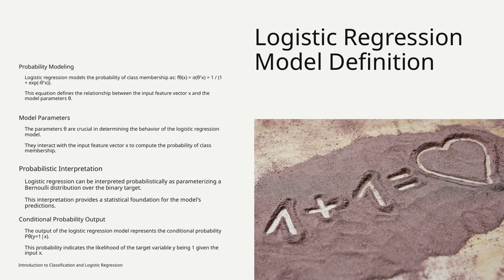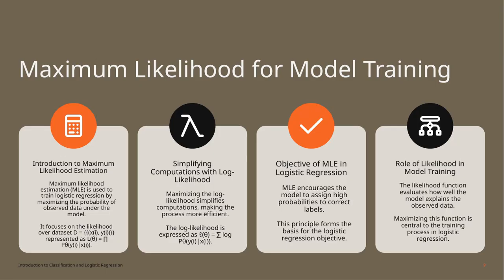In essence, logistic regression provides a nuanced, probability-based view of classification, which is both intuitive and powerful for many real-world applications. Let's now delve into how we train logistic regression models using a method called maximum likelihood estimation, or MLE for short. The core idea here is to find the parameters that make our observed data most probable under the model. In other words, we're trying to maximize the likelihood of our data given the parameters.